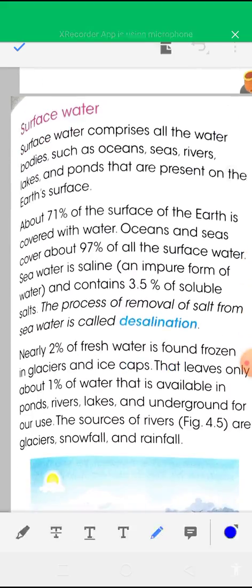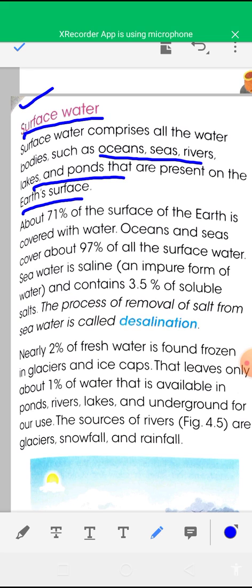The second type of source of water is surface water. Surface water comprises all the water bodies such as oceans, seas, rivers, lakes, and ponds. So pond water, river water, sea water, and ocean water are all sources of surface water.